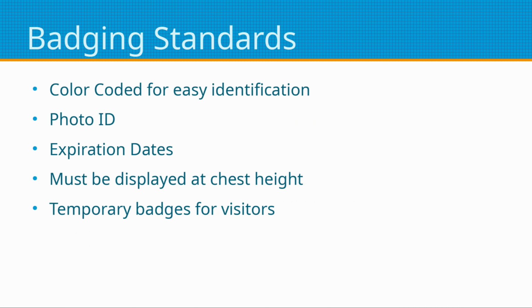So we've got all this access control. Now we need to start issuing badges. And so you want to follow some badging standards. One is we always recommend that you color code your badges, so that's easy identification. If you have different areas people are allowed to be in, then color code them to the areas. If you have a lot of visitors, make the visitor badges one color different from the employee badges.